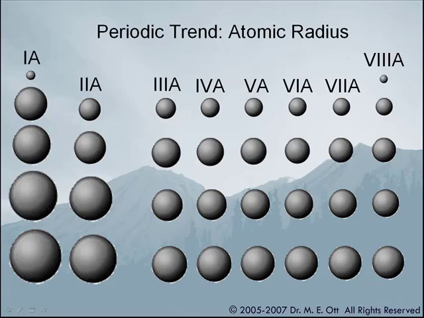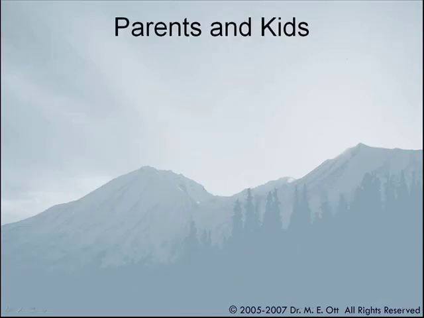Now, we can use the concept of effective nuclear charge a little bit. The other electrons in the system do have an effect, not so much when it's the neutral atom. But what happens if we start adding electrons or removing electrons from a neutral atom? What happens then? Well, let us consider the concept of parents and kids.